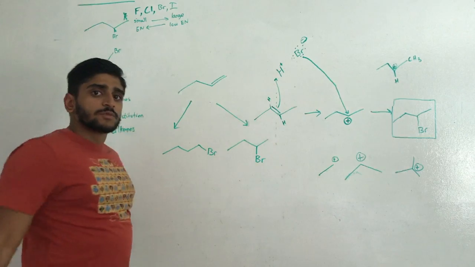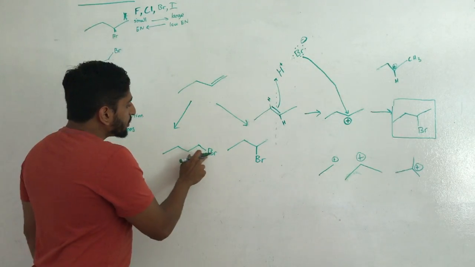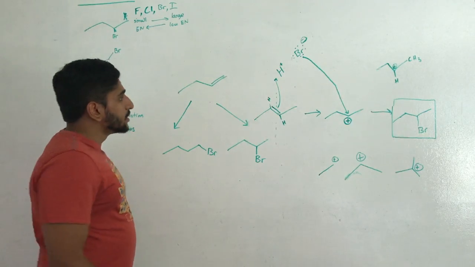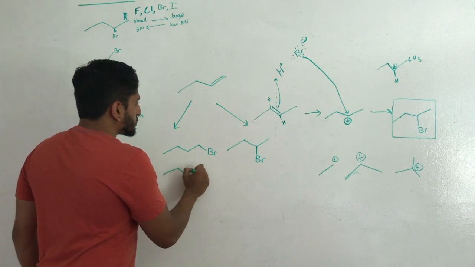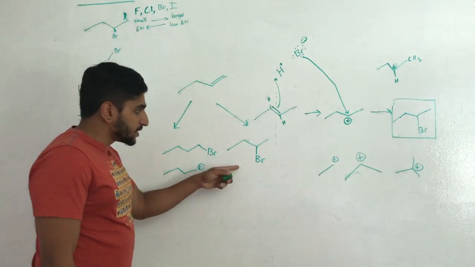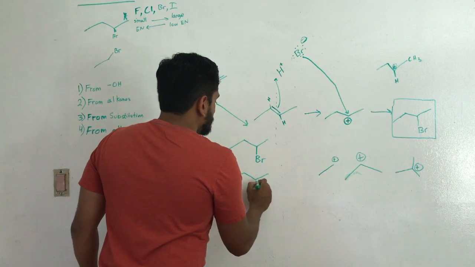Or would that be the most likely product? Well, let's think about it in terms of a mechanism. The bromine is always going to attach to the carbocation. So if you want the bromine to attach here, what you would need for this system is a carbocation to be here. Conversely, for this one, you would need your carbocation to be here.